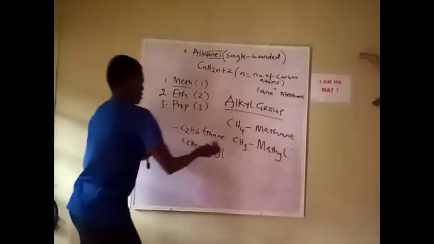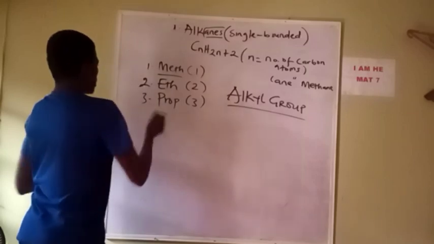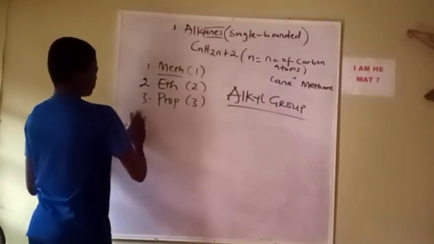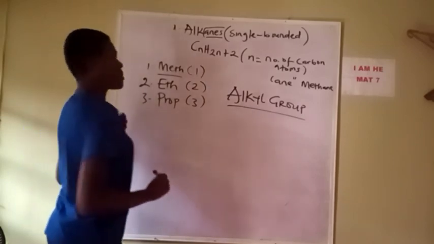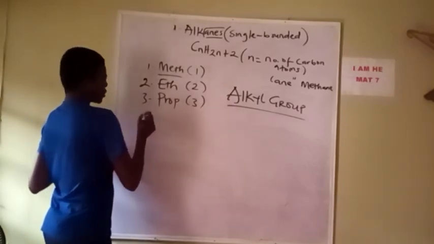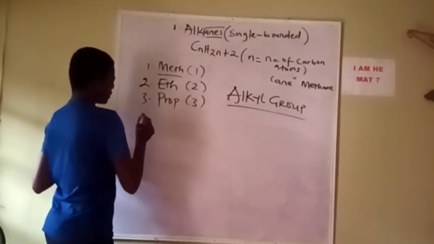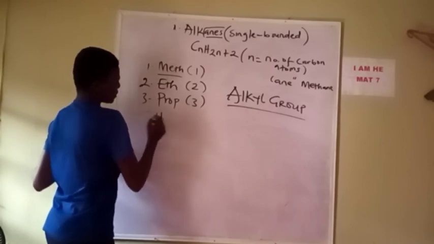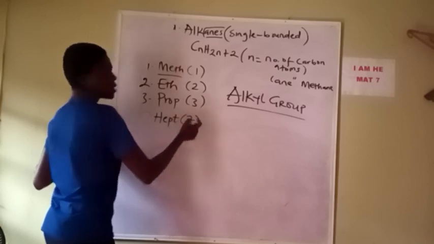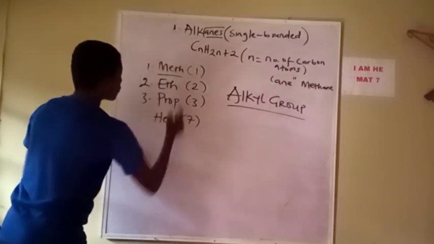Let me look at naming a heptane. Okay, let me add something to it. I want to look at hept. That's 6. Sorry, hept is 7. Okay, 7 carbon atoms. So let me see what it's going to give us for alkanes.